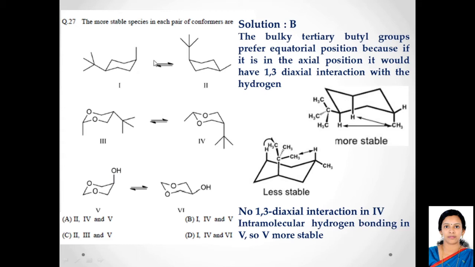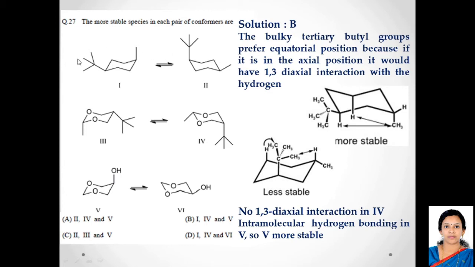But when this equatorial tertiary butyl group comes onto the axial position, we can see that it can actually interact with the hydrogen here on the axial position. So this tertiary butyl group can have a 1,3 diaxial interaction with this hydrogen over here on the axial position. So here it will have that steric interference, steric hindrance.